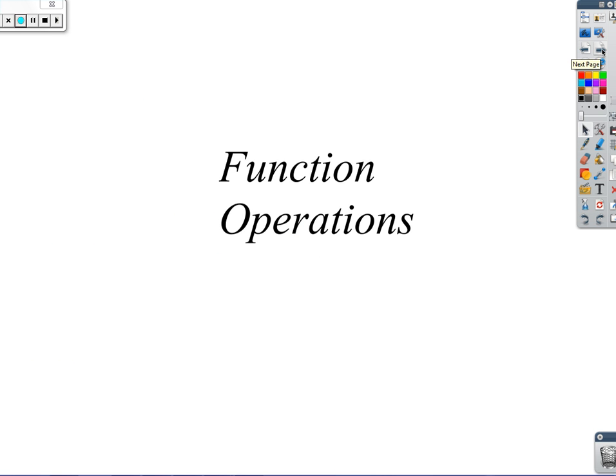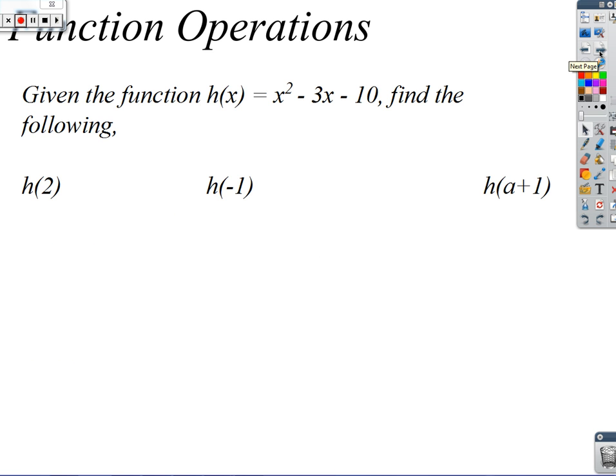Moving on. Function operations. So that just means I give you a function and you do certain things with them. In this particular case, we're going to substitute values and evaluate. However, it is possible to add functions together, to subtract functions, multiply functions, and also apply function composition. So for this first test, though, we're going to keep it simple. H of x is my defined function, x squared minus 3x minus 10. If I'm looking for h of 2, that just means I'm substituting 2 in place of x. So I'm going to have 2 squared minus 3 times 2 minus 10.